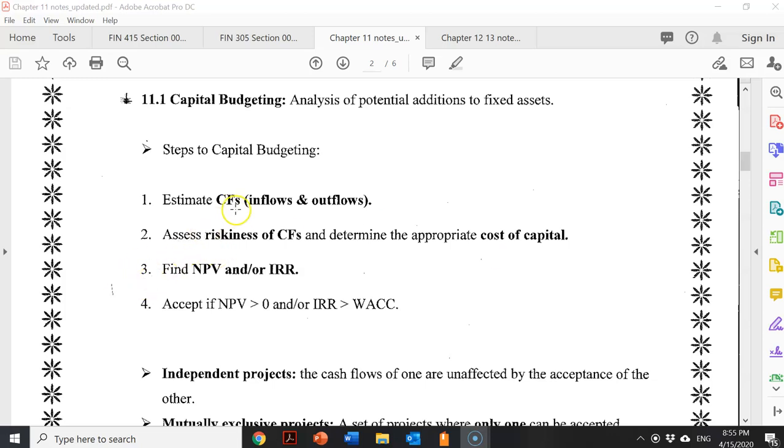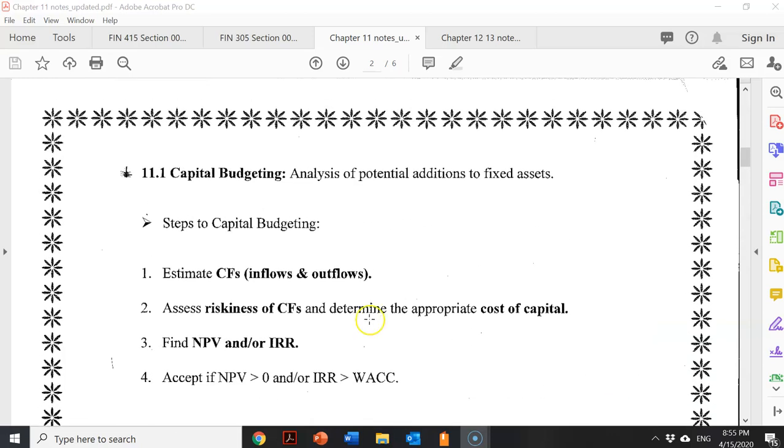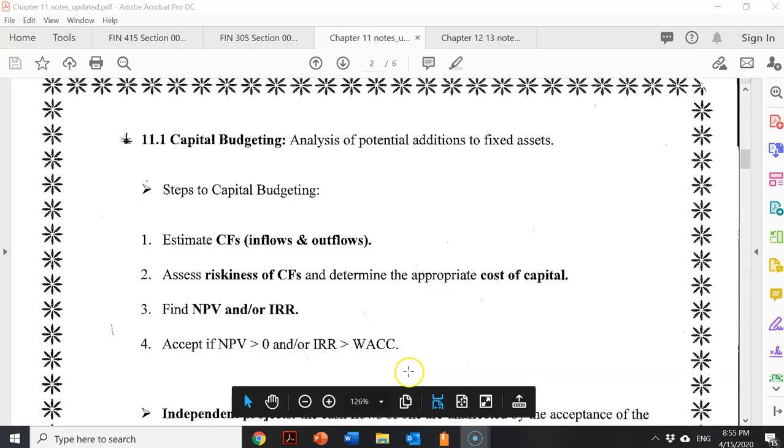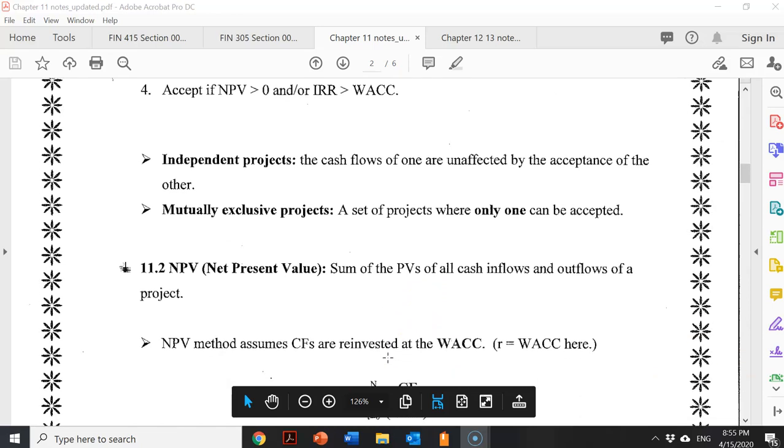Step 3, we will use our discount rate to discount all the cash flows to find net present value, NPV, or IRR. Step 4, we will accept the project if NPV is larger than 0, which means we will make profits, or IRR is larger than WACC, which means the return is larger than the cost. So we will have examples to carry out these steps to make decisions on the projects.